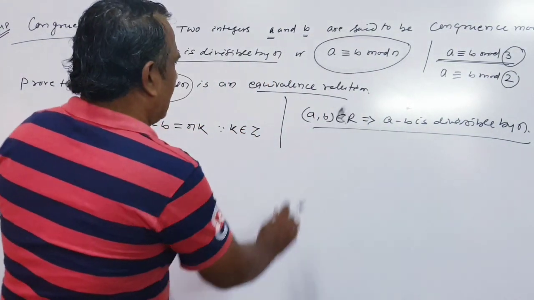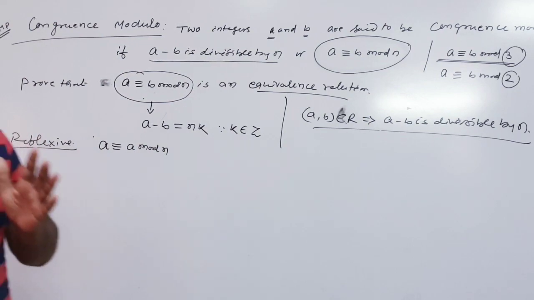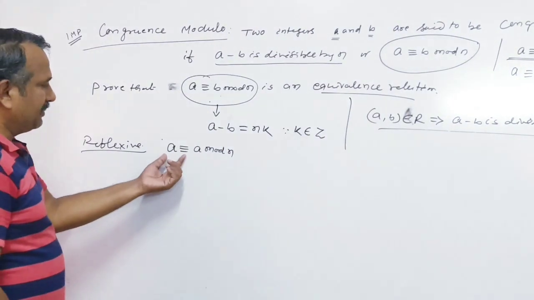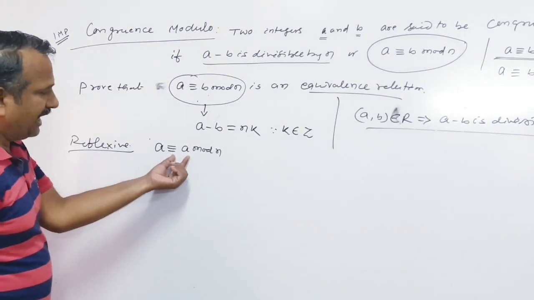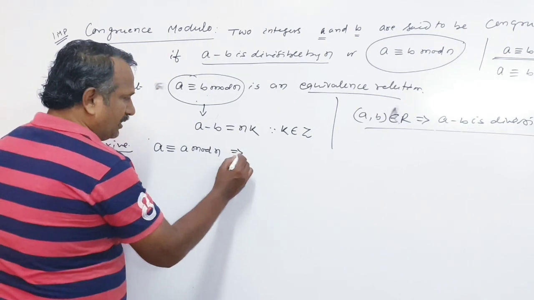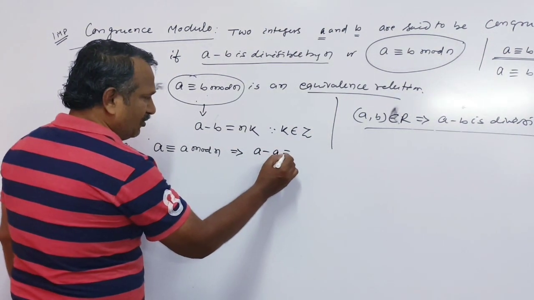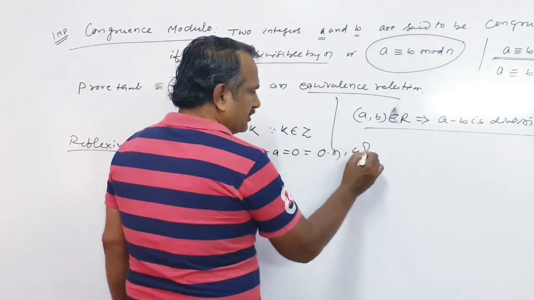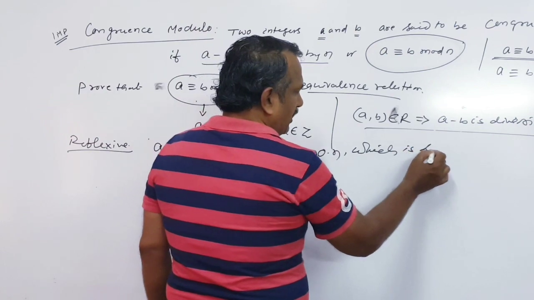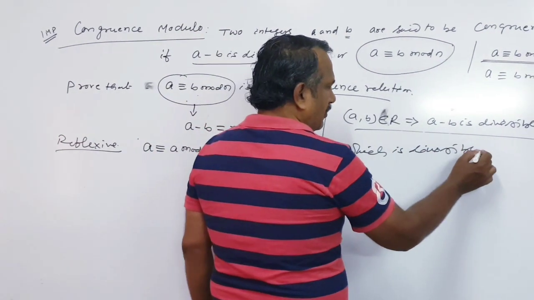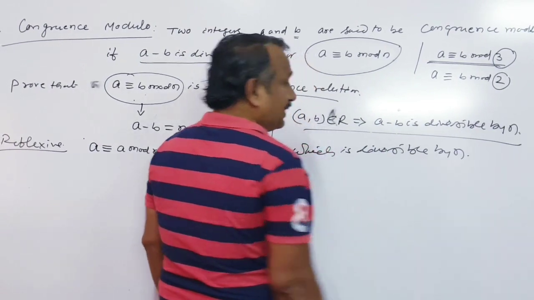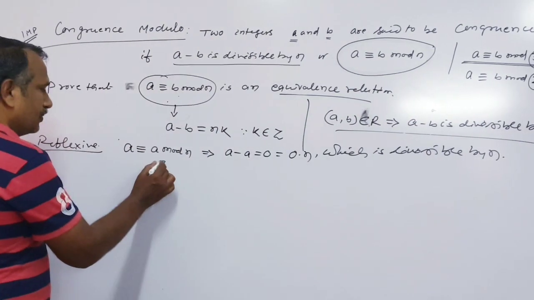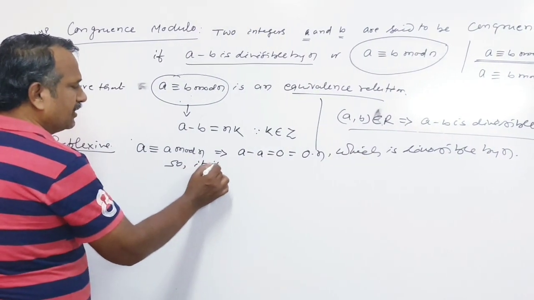Now for reflexive, here we choose (a, a). That means a is congruent to a mod n. What is the meaning of this? a minus a equals 0, or you can write 0 into n, which is divisible by n, because n is a natural number. So it is reflexive.